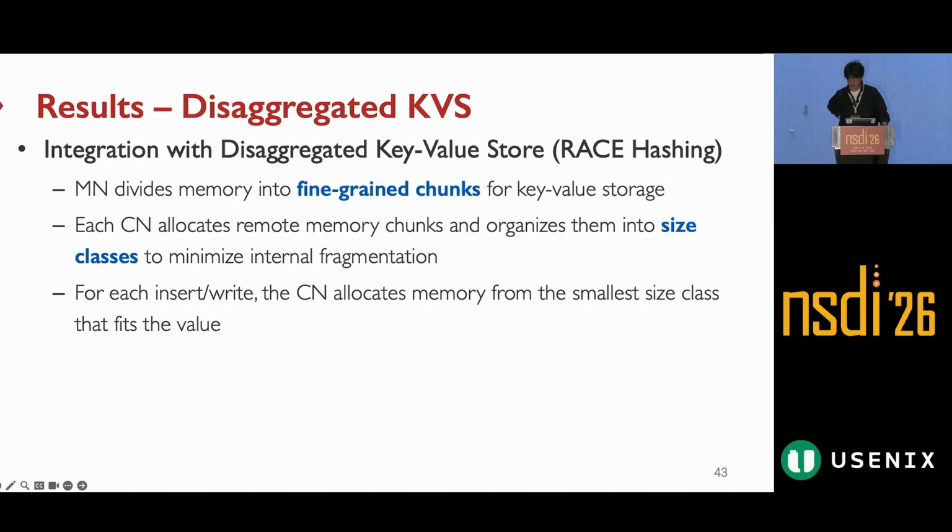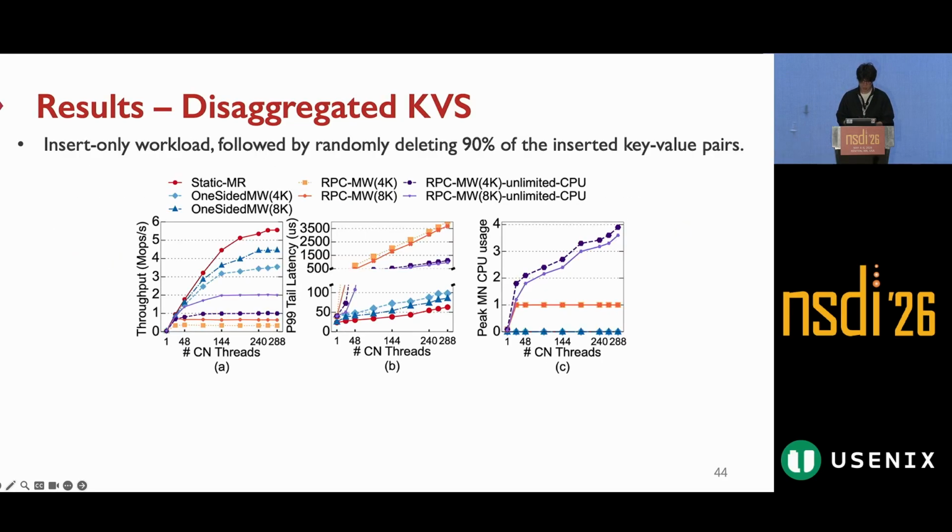We first integrate one-sided memory window with RACE hashing, a state-of-the-art disaggregated key-value store. The memory node divides memory into fine-grained chunks, and each compute node requests memory chunks and organizes them into size classes to minimize internal fragmentation. Here are the results for an insert-only workload with 1 KB key-value size, followed by randomly deleting 90% of the inserted pairs. ODP is not included in this test since it's a kernel swap-based system.